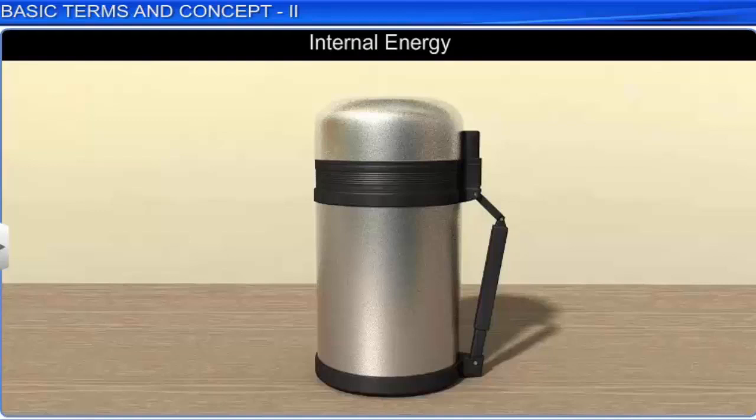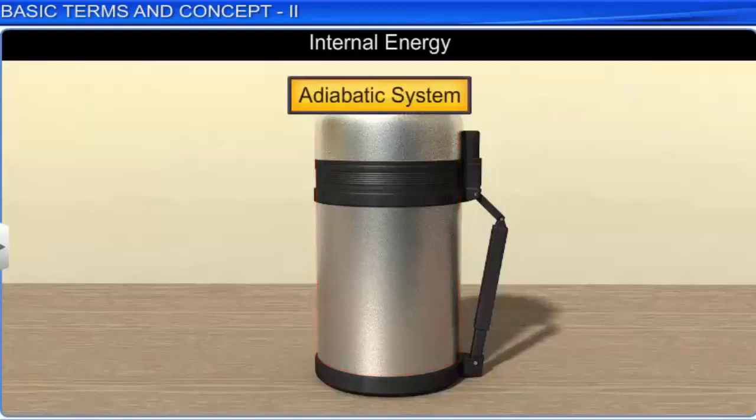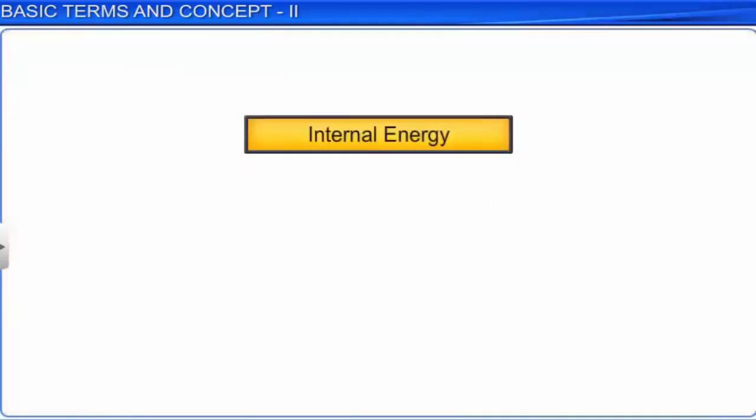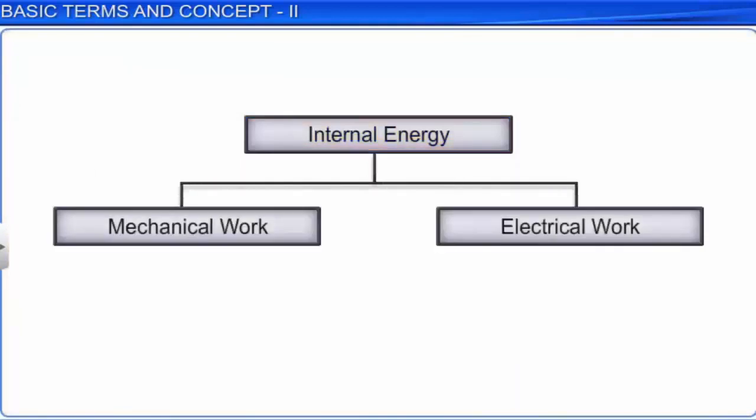Let us take a certain amount of water in a thermos flask or an insulated vessel that does not allow heat exchange with the surroundings. Such a system is called an adiabatic system. The state of such a system changes without an exchange of heat, and thus the process is called an adiabatic process. In other words, delta Q is equal to 0. We can bring a change in internal energy in a system by two ways.